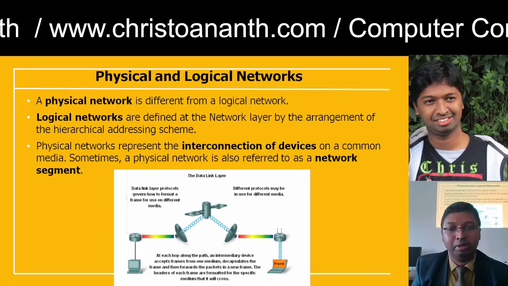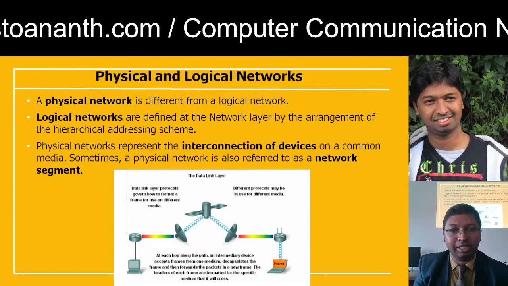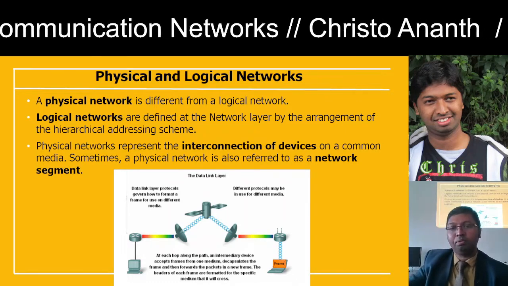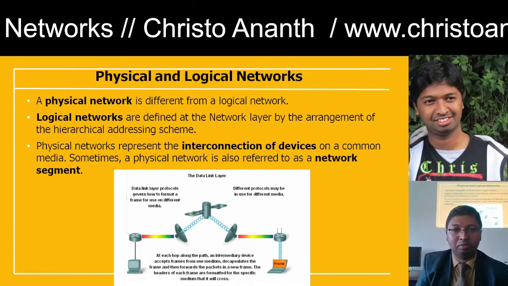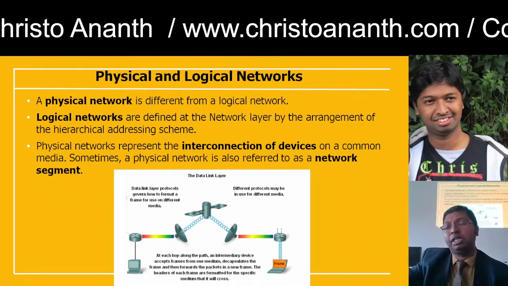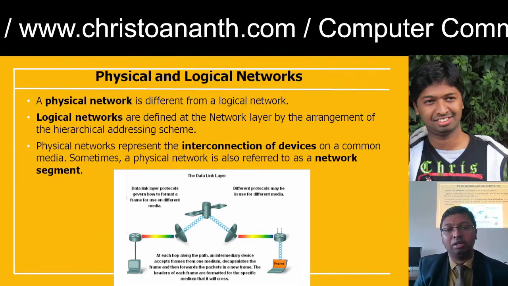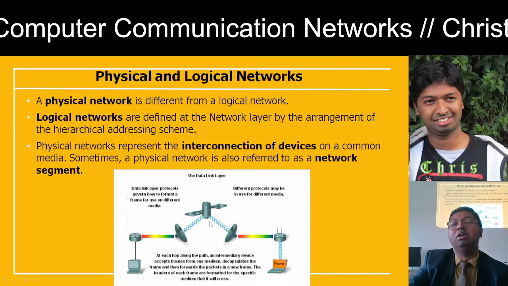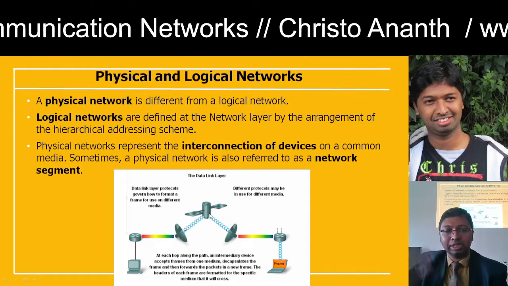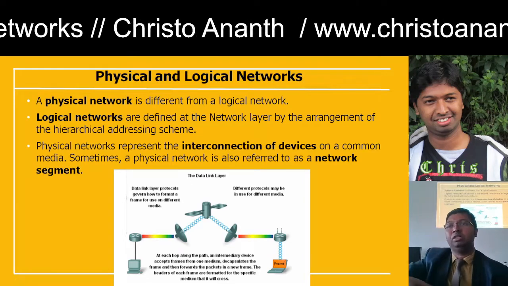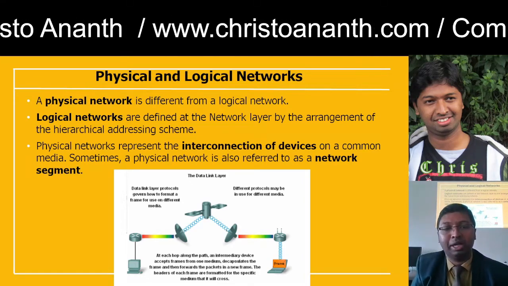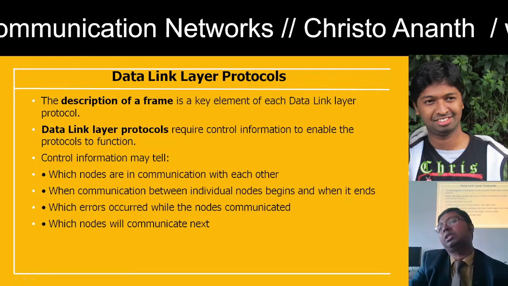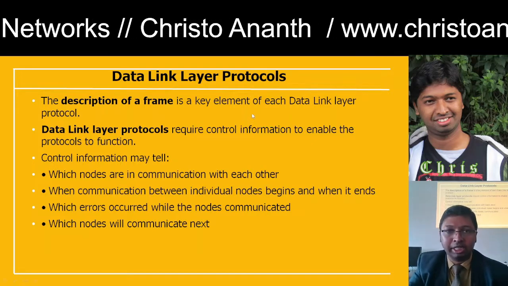This is a diagram where the data link layer protocols format the frame on different media, and different protocols can be used for different media as well. For every hop along the path, the intermediary device accepts the frame from one medium, decapsulates the frame, and then forwards the packet in a new frame. The data link layer protocol has a particular description for every frame, and that is the key element of the data link layer protocol.